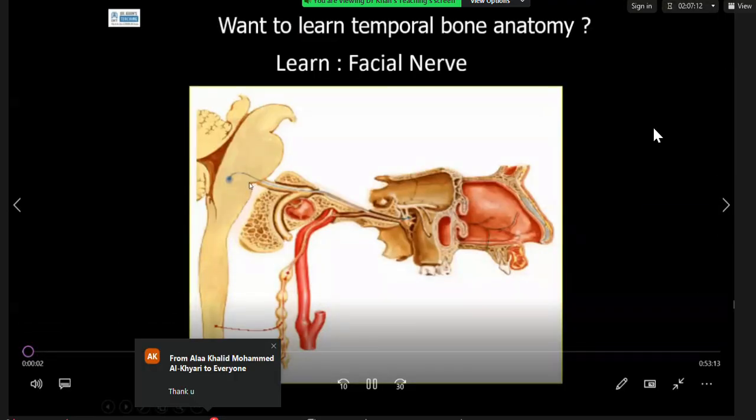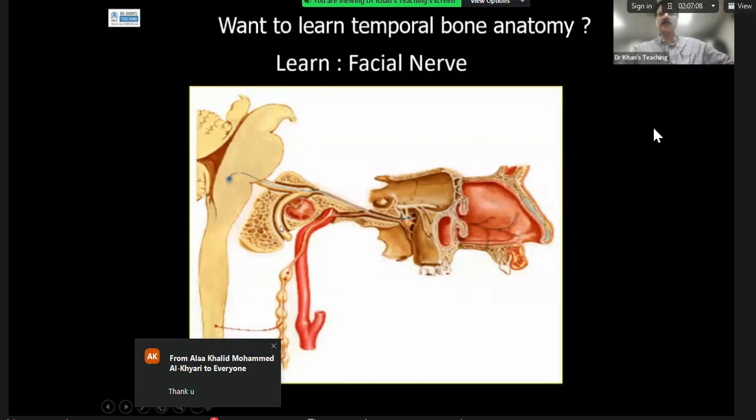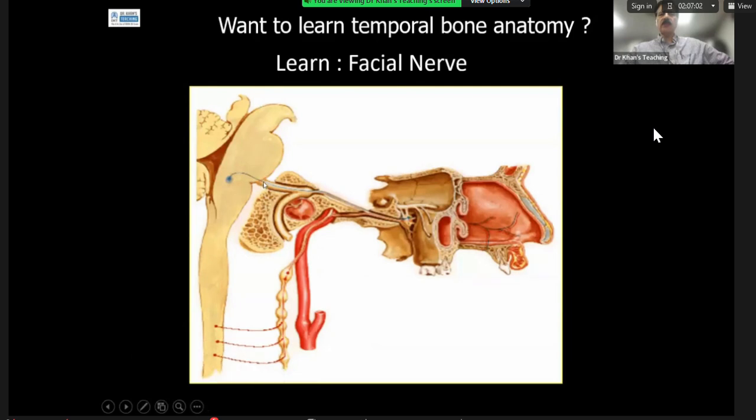Now, if you see here, this is the facial nerve. It's a schematic diagram, but it tells you everything. This is the pons, and this is the facial nerve. It comes out. This portion of the facial nerve passes through the CP system, the cerebellopontine angle system. Then it passes into the internal auditory canal and then into the temporal bone.